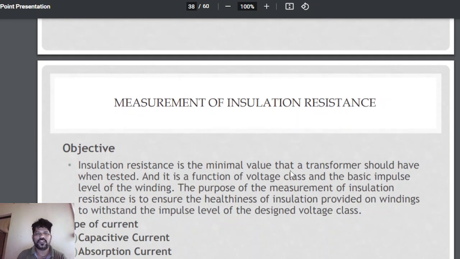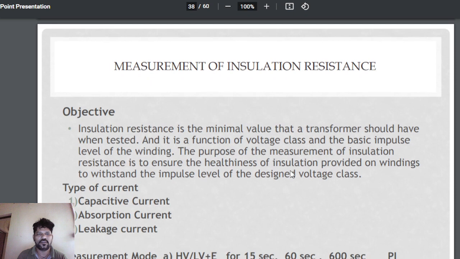This is the measurement of insulation resistance. The objective: insulation resistance is the minimum value that a transformer should have when tested, and it is a function of the voltage class and the basic impulse level of the winding. The purpose of the measurement is to ensure the healthiness of the insulation provided on the winding to withstand the impulse level of the designed voltage class.